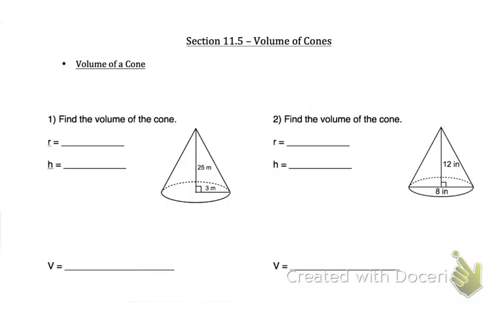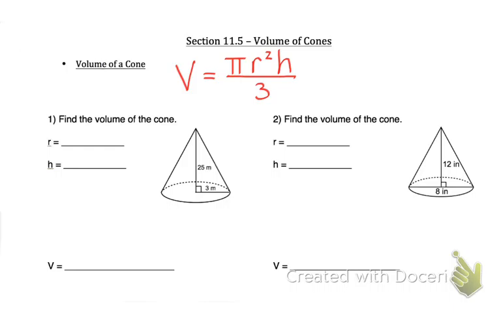Alright, let's start with the lesson. So today we're doing volume of a cone, and the formula for volume of a cone is pi radius squared times the height divided by 3. Alright, so let's try number 1.